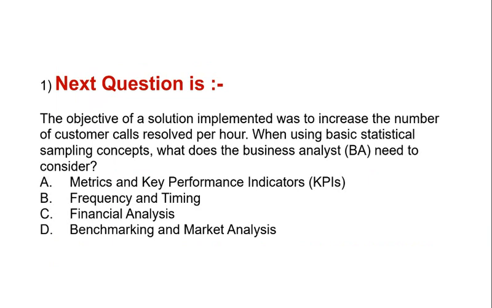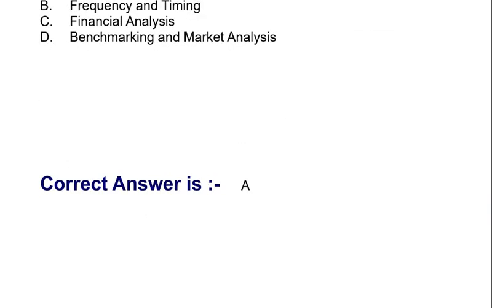Option A, metrics and key performance indicators (KPIs). Option B, frequency and timing. Option C, financial analysis. Option D, benchmarking and market analysis. Correct answer is option A.